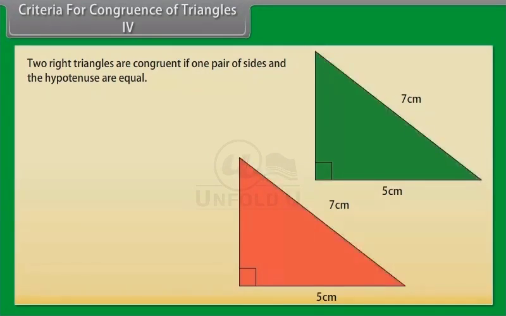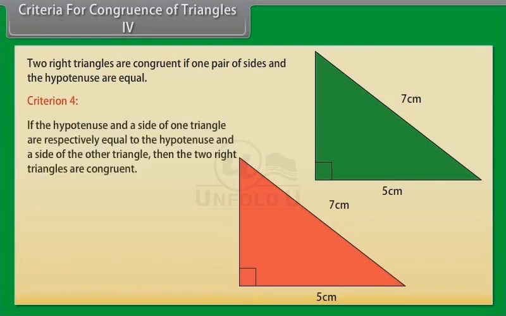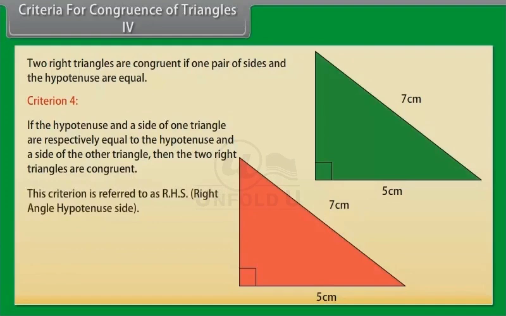Thus we have Criterion 4. If the hypotenuse and a side of one triangle are respectively equal to the hypotenuse and a side of the other triangle, then the 2 right triangles are congruent. This criterion is referred to as RHS, right angle hypotenuse side.